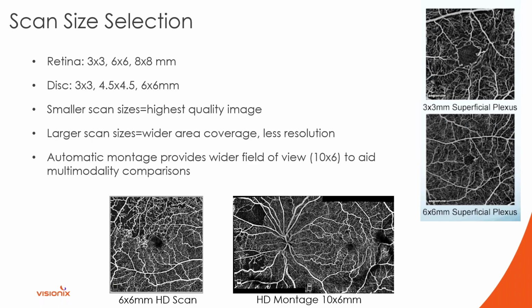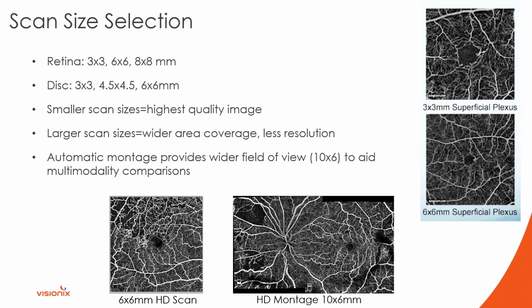So the automatic question you're probably wondering is, well, why wouldn't I just do an 8x8 on every patient? And the simple answer is that the bigger the scan, the less resolution. So a 3x3 scan is going to give us much better resolution than a 6x6 scan, and then an 8x8. So what I like to do is start off usually with a 6x6, which is a really nice kind of middle of the road scan. And if there's something that I need to see in more detail, then I will run a 3x3.